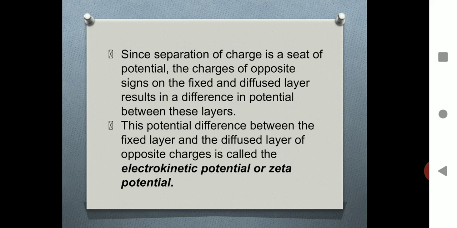and whenever there is a separation of charge, it results in a difference in potential being created at that particular point. So here in this case also, since there is a separation of charges, one of the fixed layer and the second of the diffuse layer, it results in a potential difference between these two layers, and this potential difference created around the colloidal particle is known as electrokinetic potential or zeta potential.